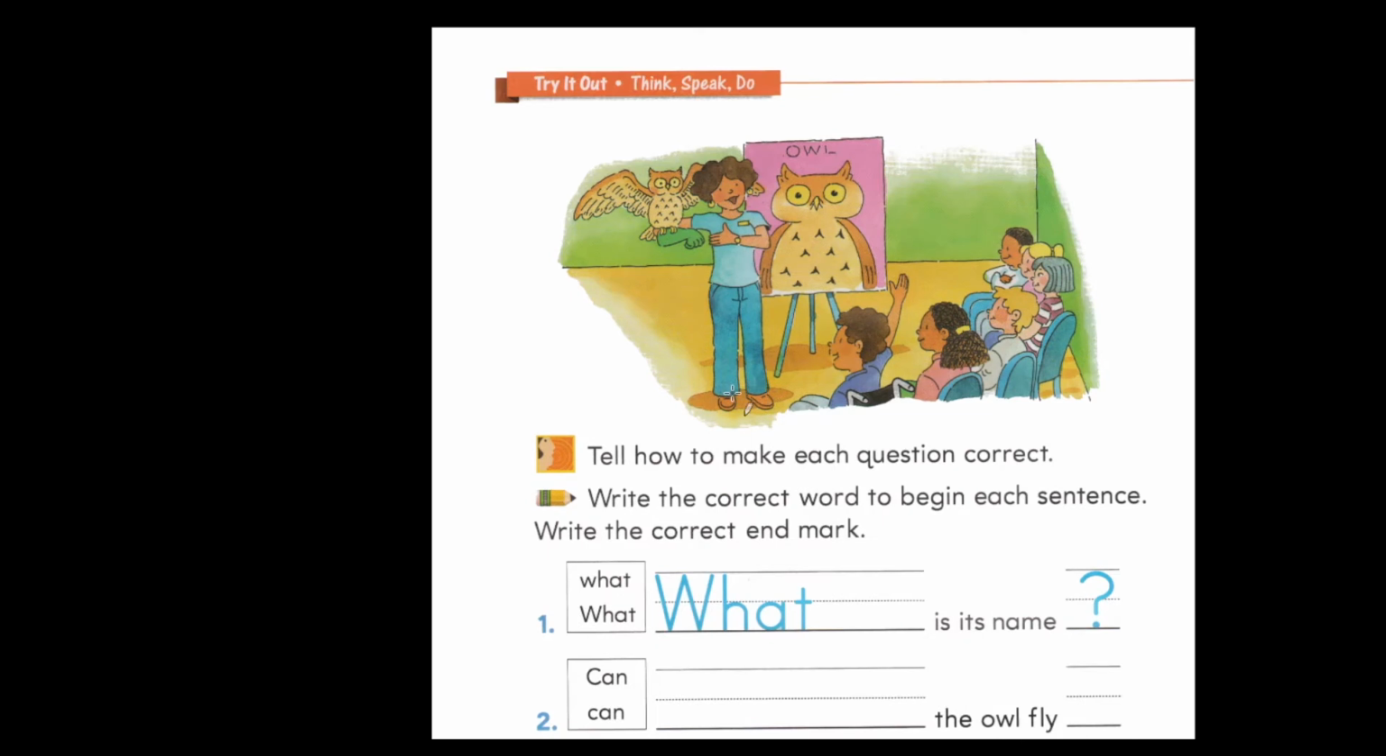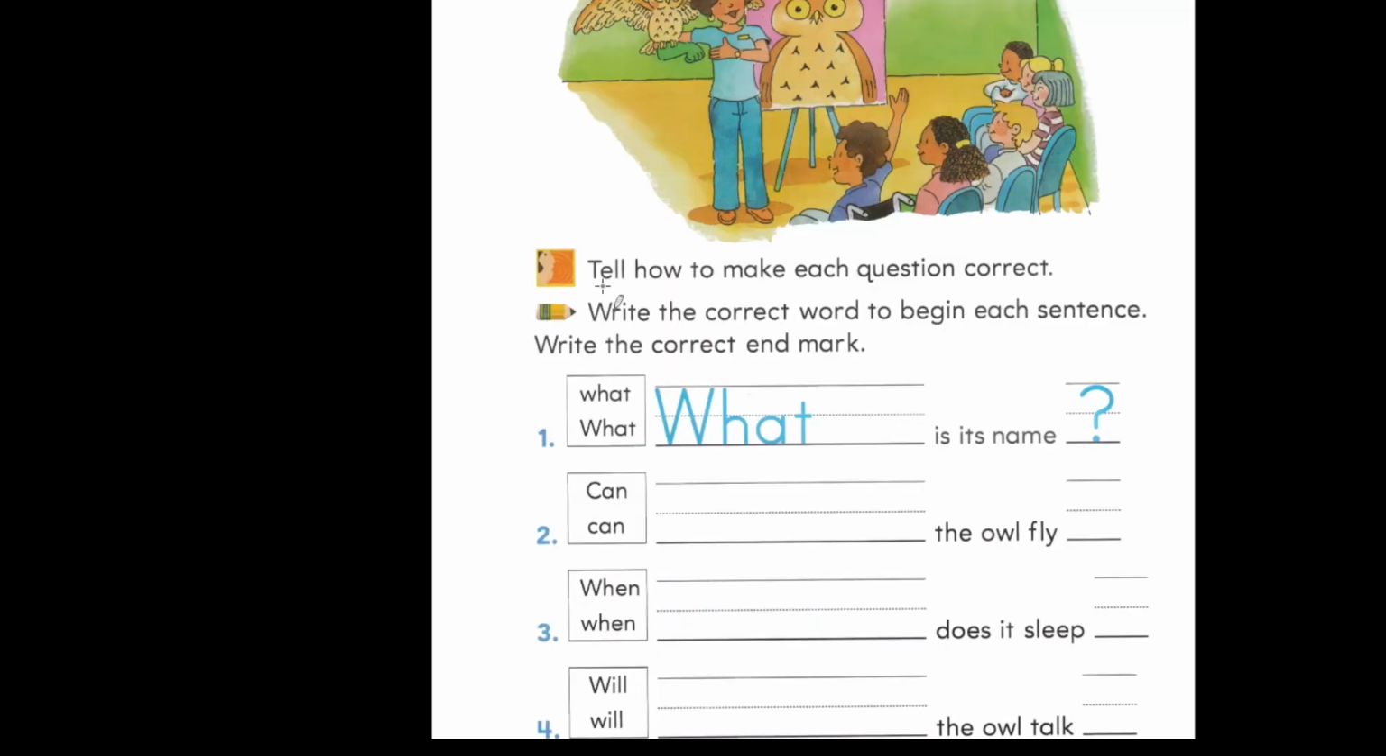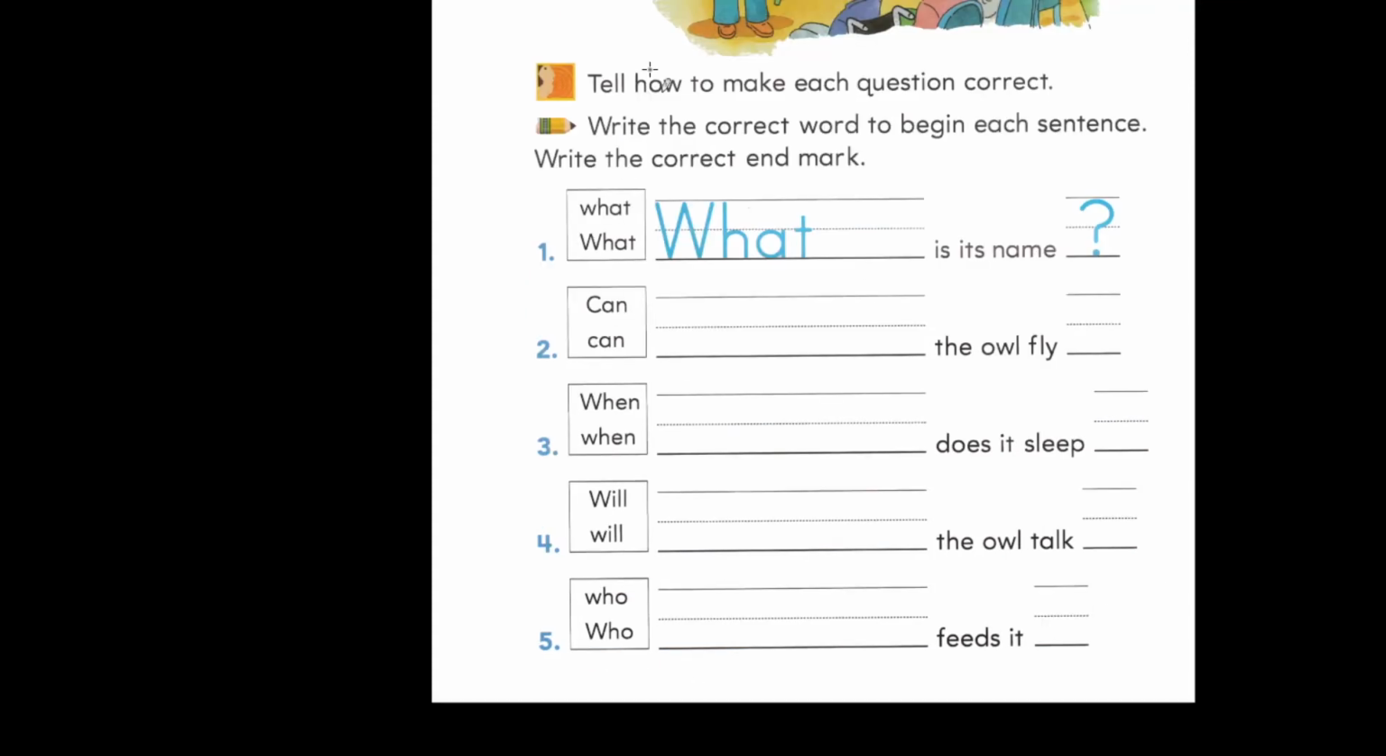Let's see. Tell how to make each sentence correct. Write the correct word to begin each sentence. Write the correct end mark. Well, let's look at the example down here, shall we? So we have, what is its name? And there's our question mark. So we know that this can't work because we need an uppercase to begin the sentence. And we have the question mark, and that's that.